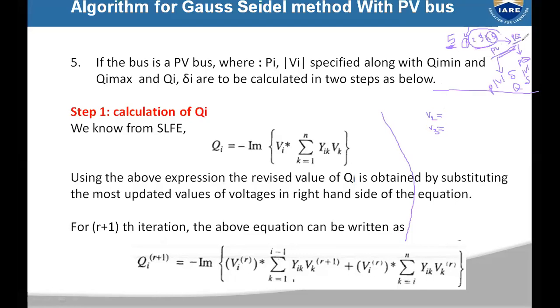Suppose you take a PQ bus. At the PQ bus the voltage value is not specified, so you have to consider it as 1 plus j0. This is at the 4th bus. If it is the 5th bus, V5 is also a PQ bus, then your assumed value is again a flat start, which is V5 equal to 1 plus j0. So these all are initial values.